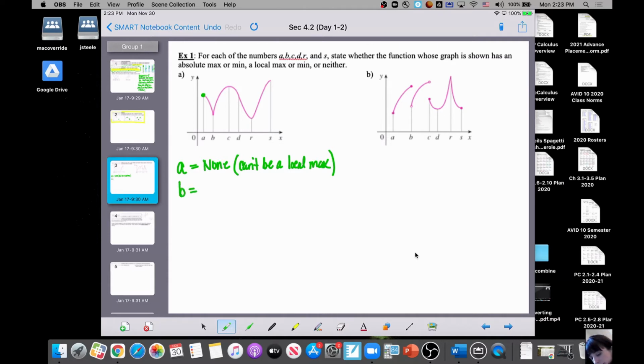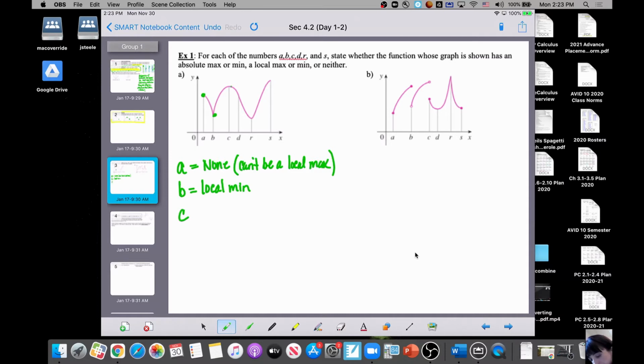Letter B. Letter B would be considered a local min, because if we test a value less than B, the value of the function would be greater, and if we test a value greater than B, the value of the function would be greater, right? So if we look at both sides are higher, so that means that B is a local min.